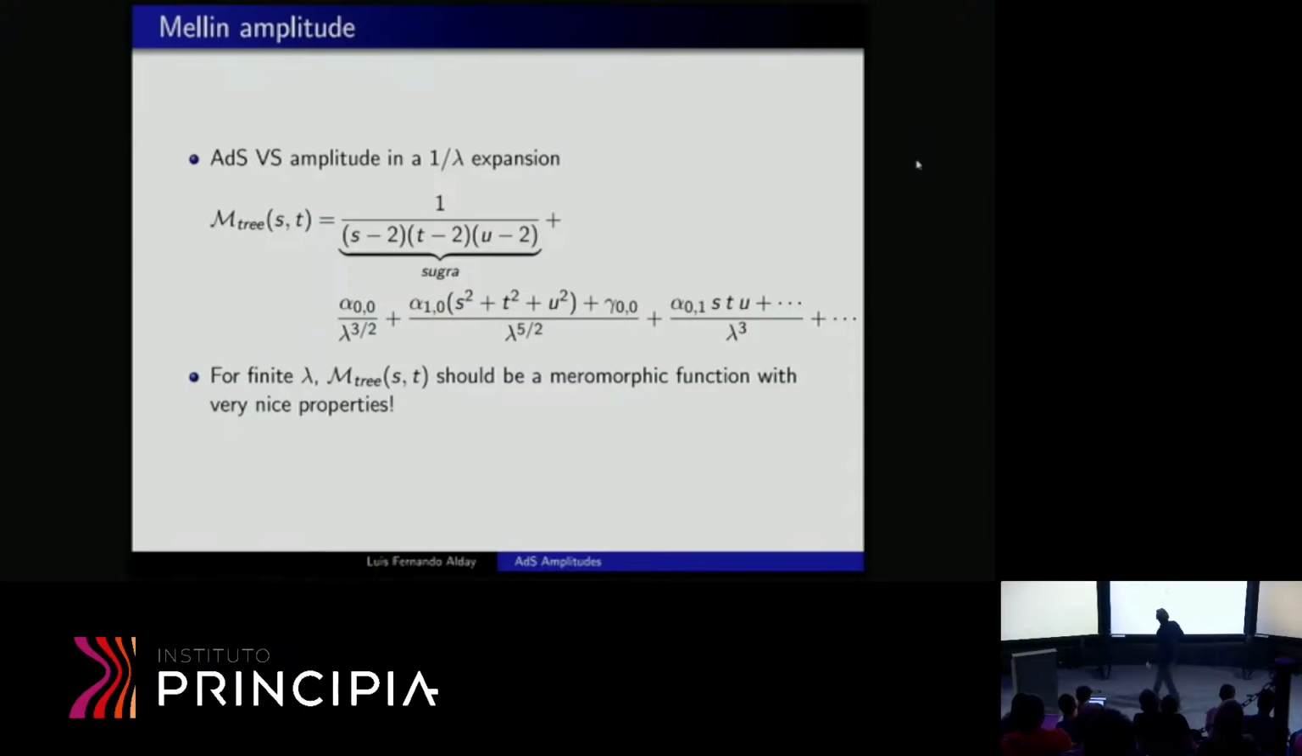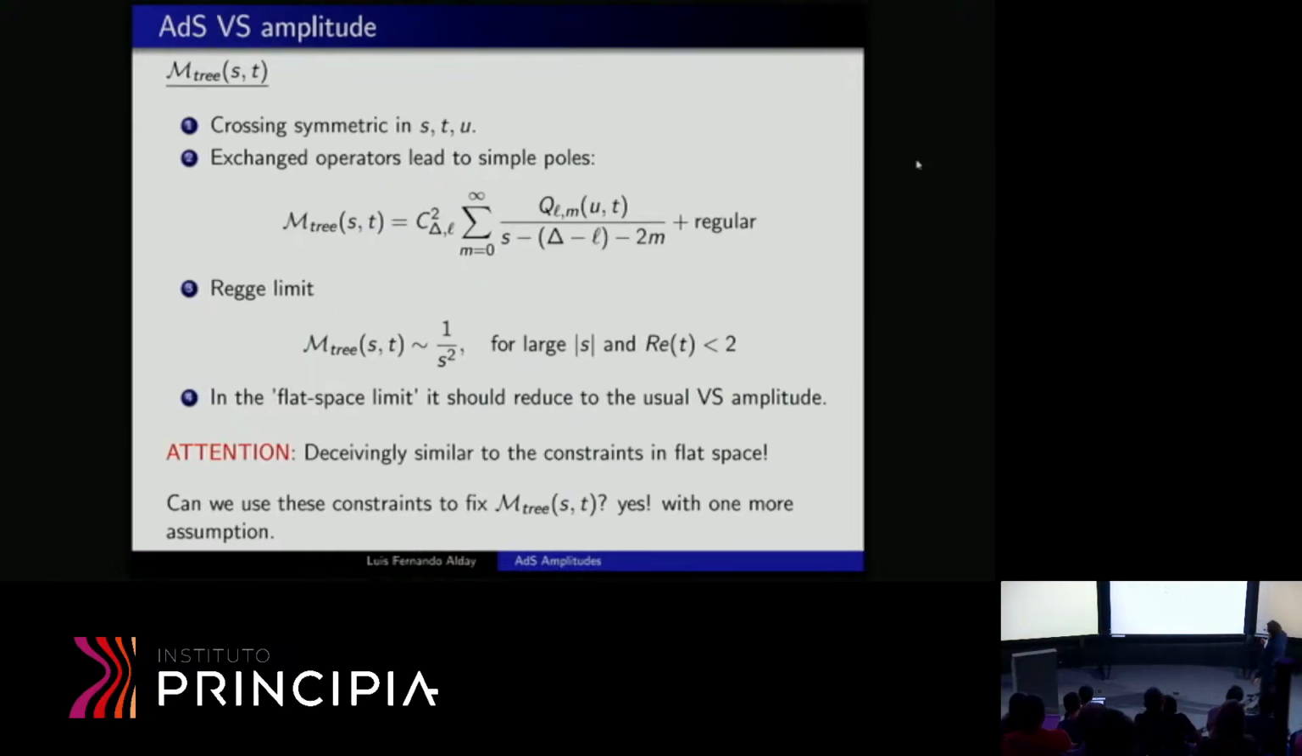Now, for finite lambda, this function M of S and T should be a meromorphic function with very nice properties, and these are the properties that we have. First, it should be crossing symmetric under the exchange of S, T, and U. Second, due to the conformal block decomposition, exchanged operators should correspond to simple poles of the following form. We also have a Regge limit, which is given by this, and in the flat space limit, which I will define in a bit, it should reduce to the usual Virasoro-Shapiro amplitude.